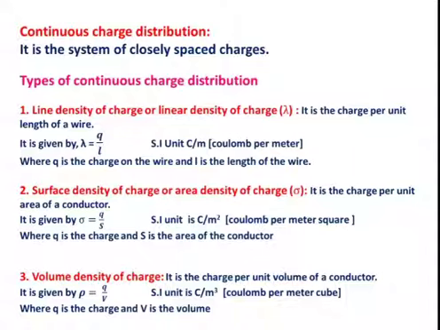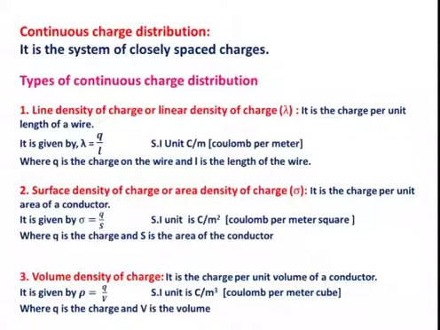To understand how the charges are distributed on different shapes of conductors, we require all this information: lambda for linear density, sigma for surface or area density, and rho for volume density. These three are important points to remember for how charges are distributed.